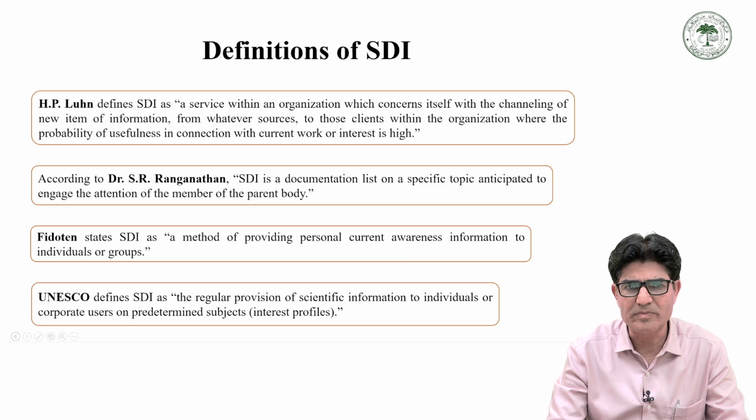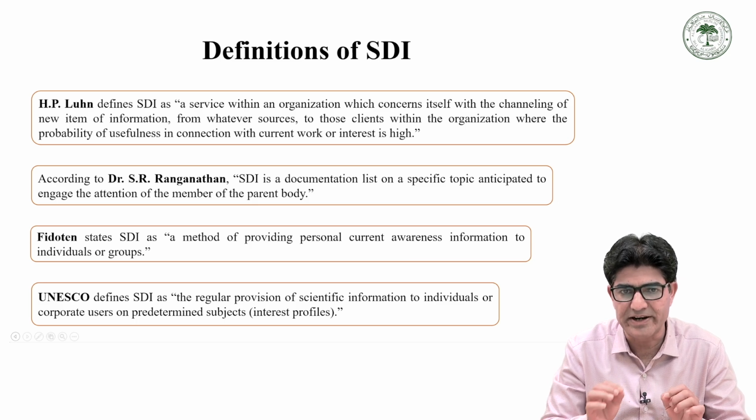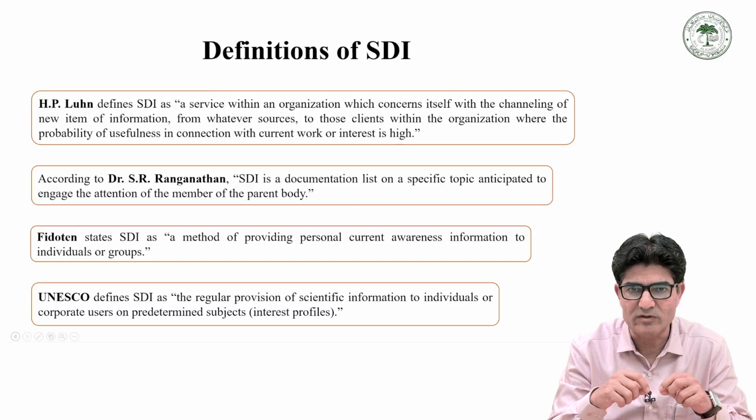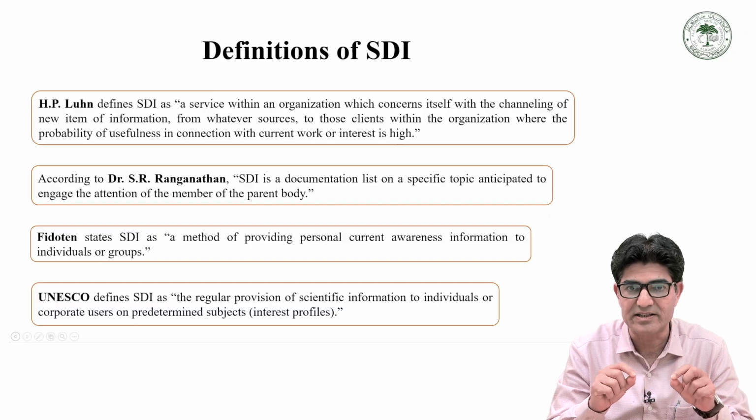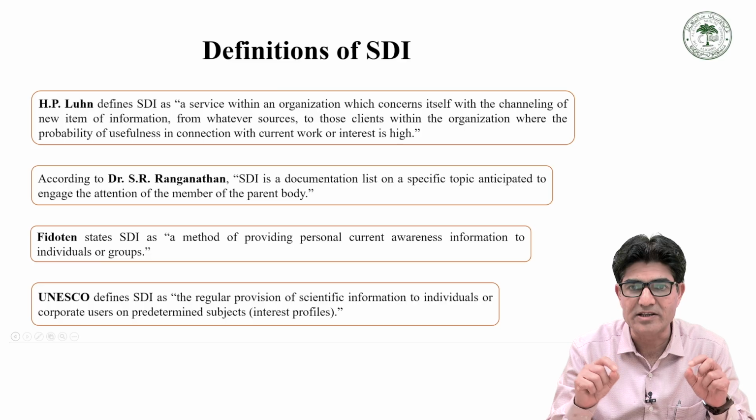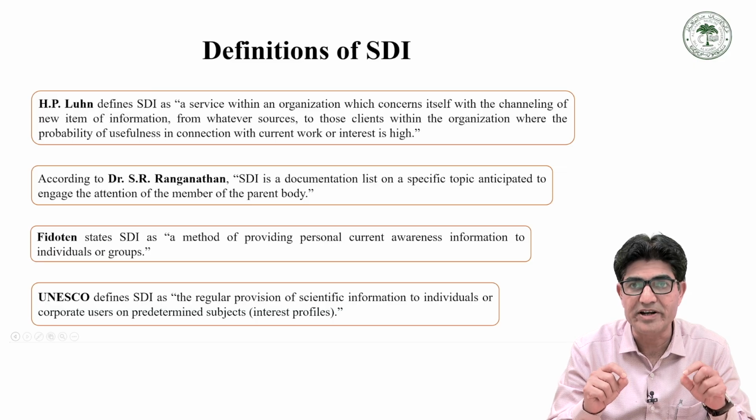So on the basis of the definitions given by different authorities, it can be said that selective dissemination of information, as the name indicates, is a selective service. It is not meant for every journal user. The purpose is to provide pinpointed information to the users who are specialist users. And this service is delivered on demand by the users.